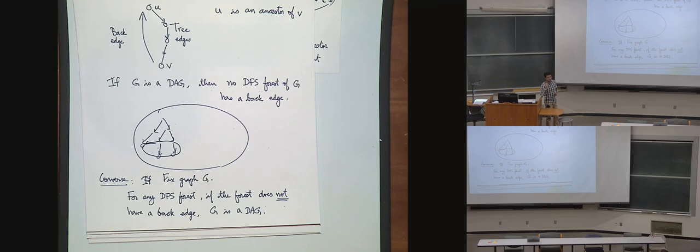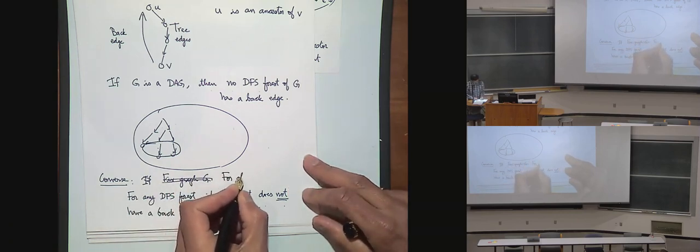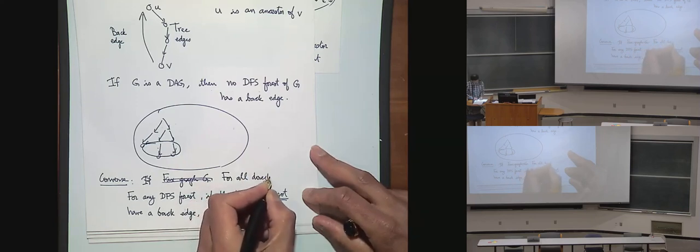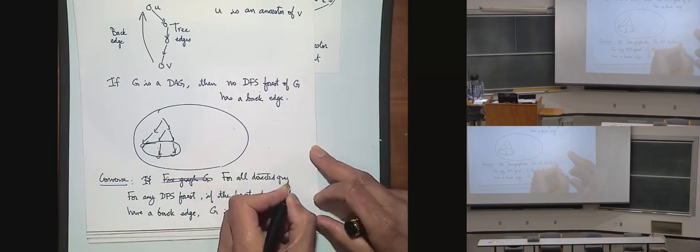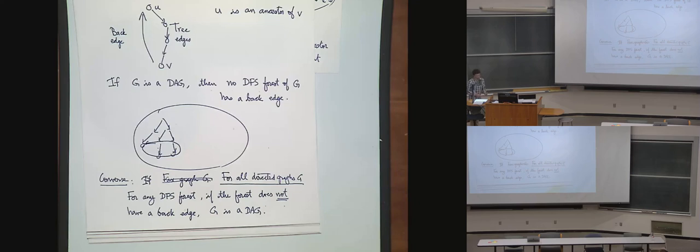It's always the case. That's why I said fix a graph, maybe I should say for all graphs. Let me write this differently. For all directed graphs G, for any DFS forest of that graph, if the forest doesn't have a back edge, then it's a DAG.